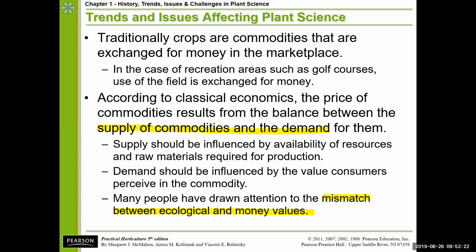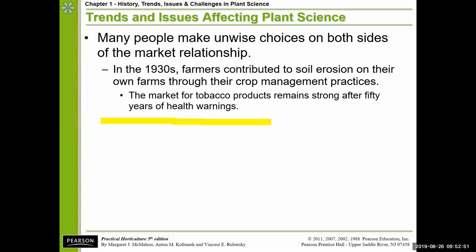But when we think of classical economics, we're thinking of this balance of the supply of the commodities and the demand for them. And one of the things that emerges as an issue in plant science and technology, especially today, is this mismatch between the ecological value of our crops and the actual monetary dollar value of the crops.